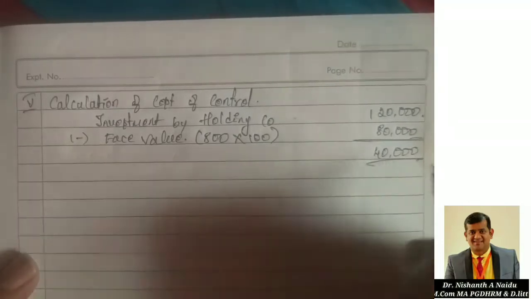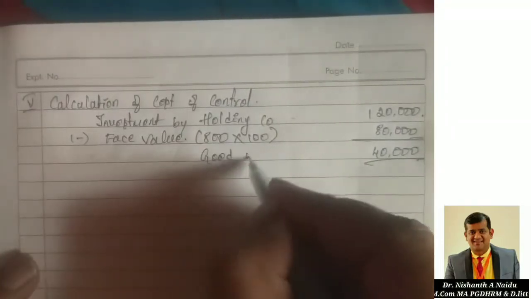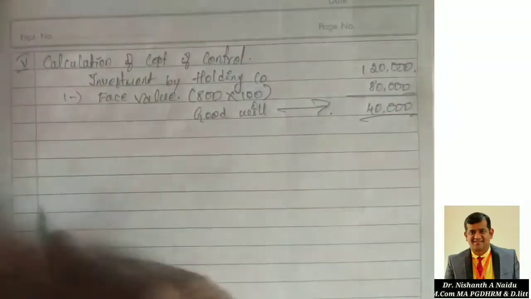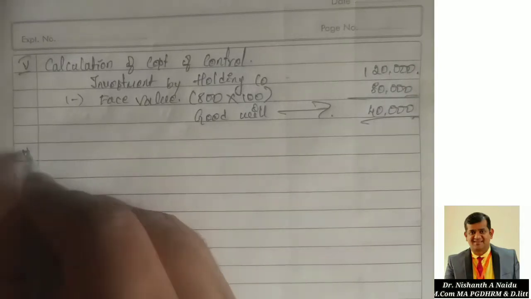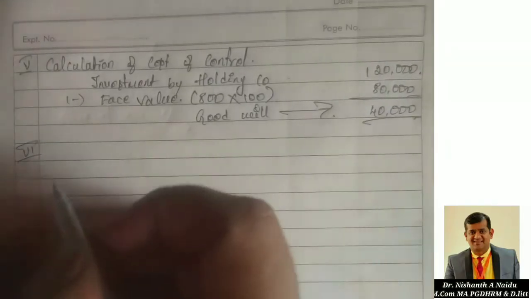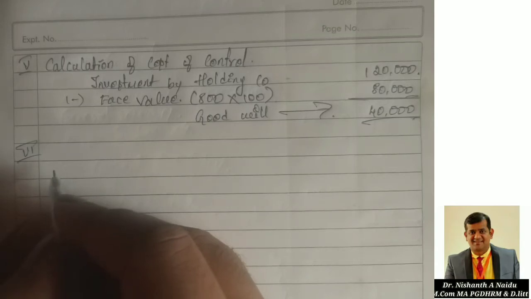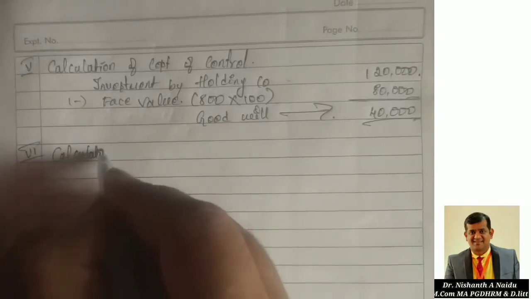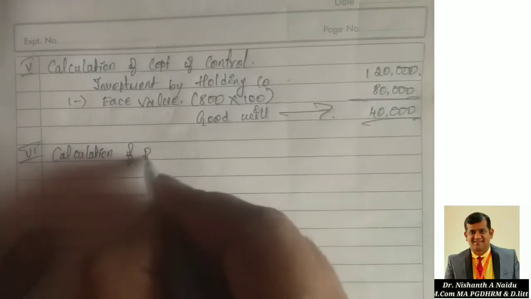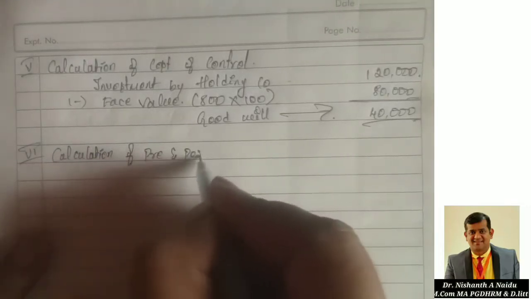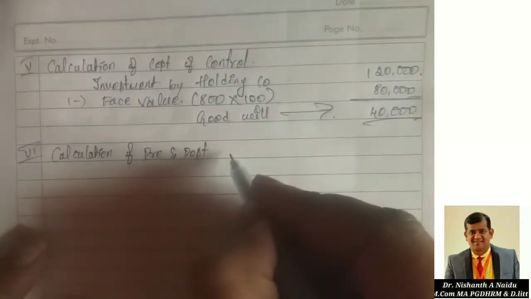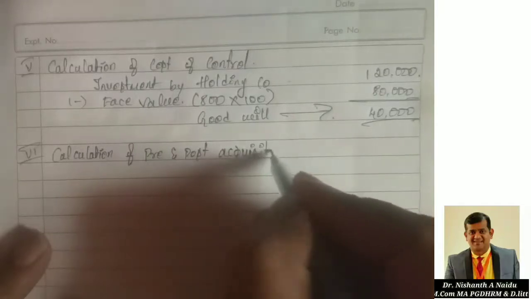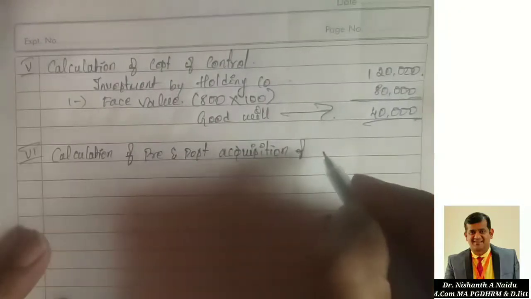So this is what we call goodwill. The excess amount invested over capital is always considered to be goodwill. Next, going to the sixth step, that is the calculation of pre and post acquisition profit.